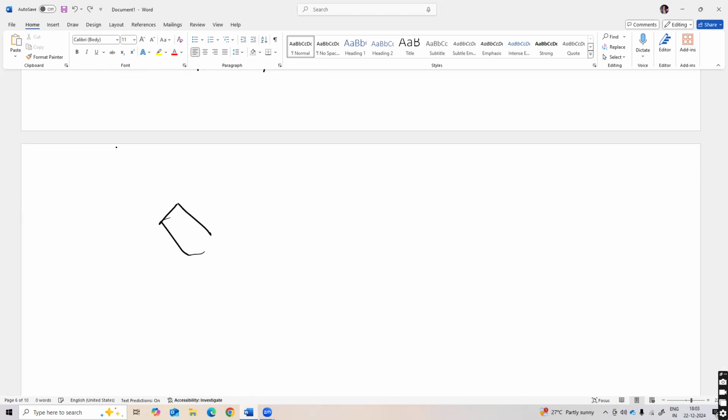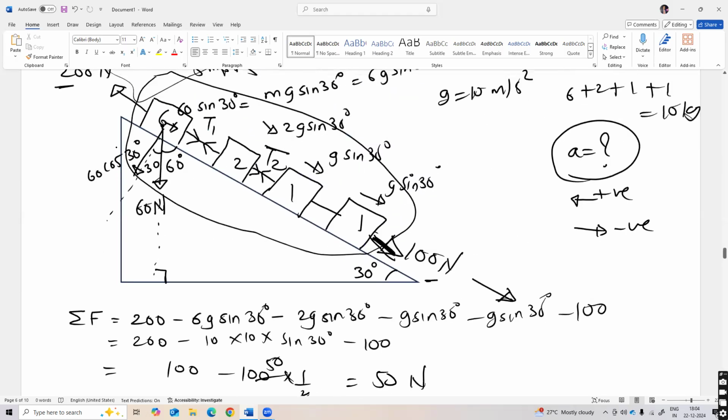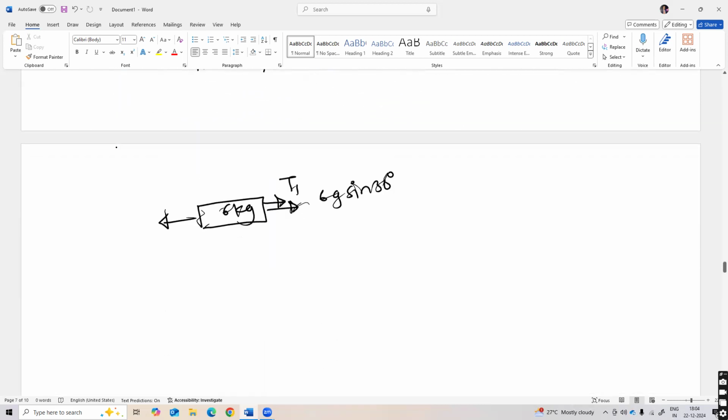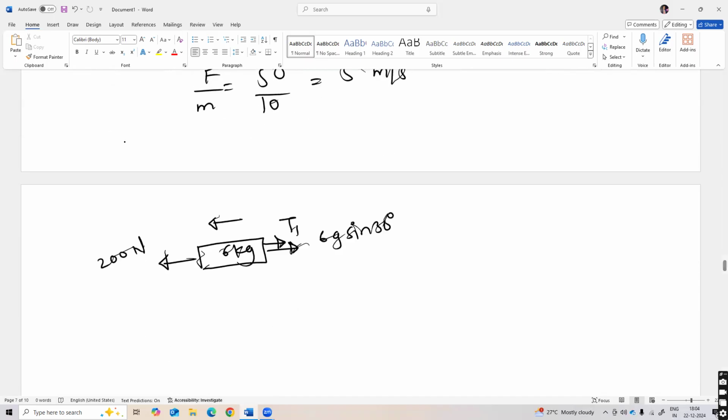Or we can consider it horizontal. Okay, no need to consider it vertical, just we will see the forces as horizontal and vertical. So let's say this is a 6 kg block. So forces acting towards right was 6g sine 30, that is because of its weight. Then there is tension T1 towards left side, and the force acting equal to 200 Newton, and there is acceleration of 5 meter per second square.